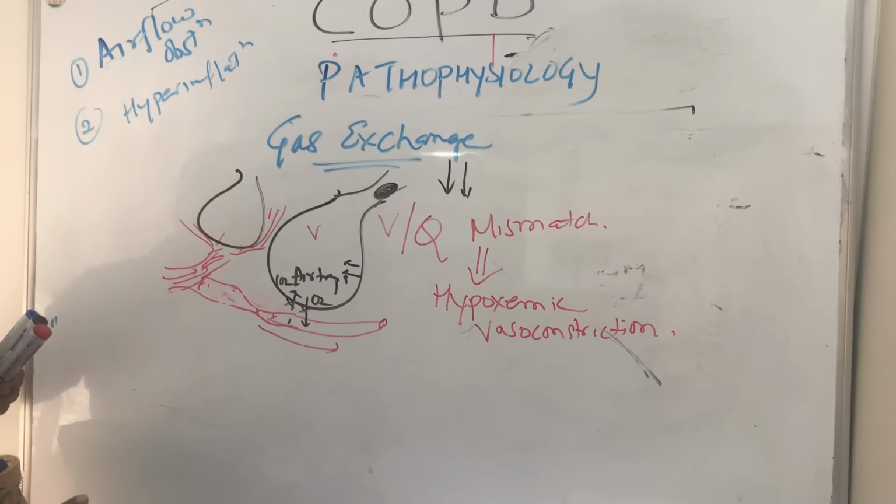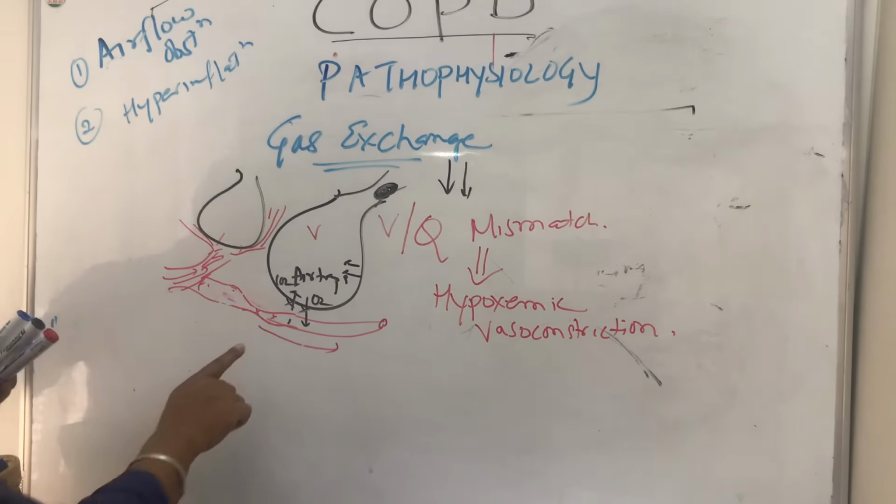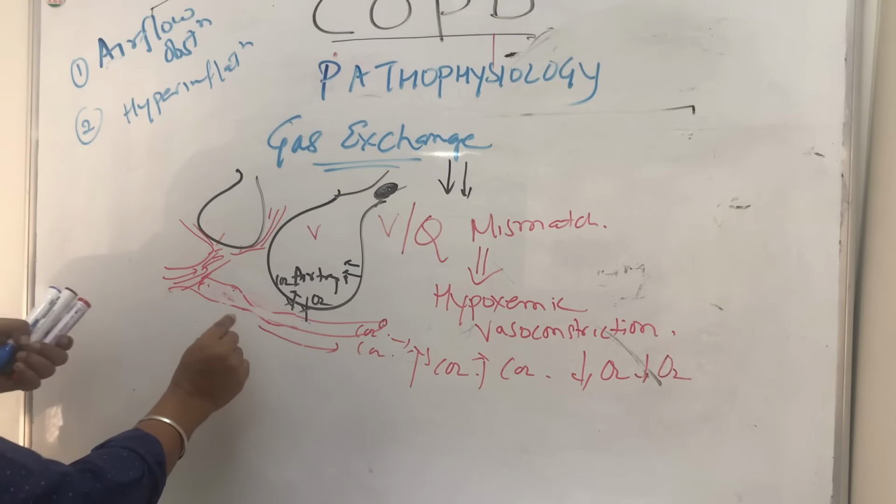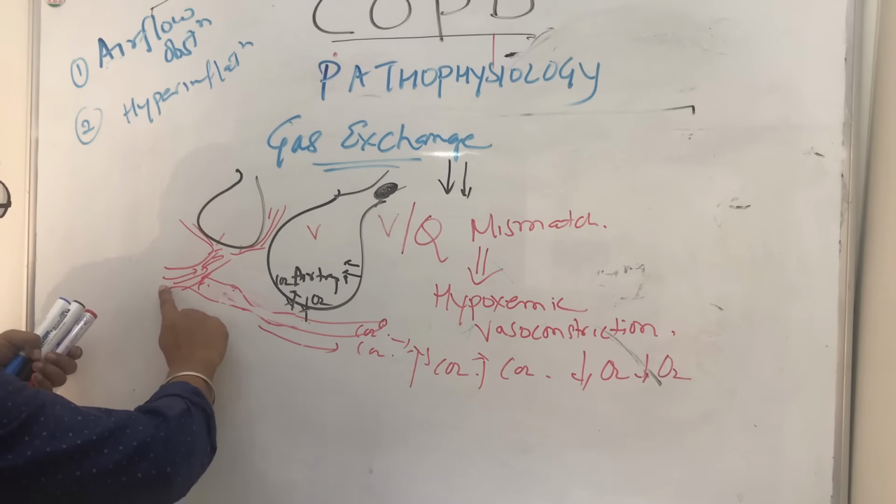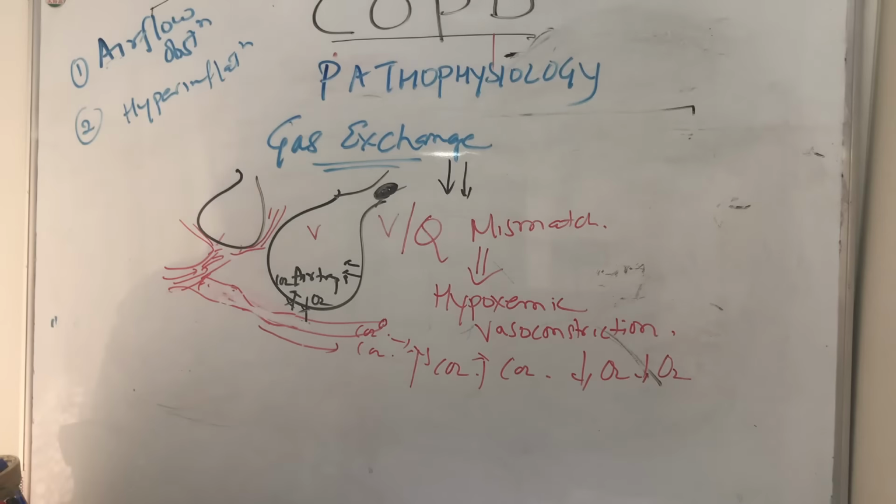If that is not done, what will happen? If there is no hypoxemic vasoconstriction, then there is no gas exchange taking place. So most of the carbon dioxide is going to the left ventricle. So there will be increased carbon dioxide level in the body, and decreased oxygen level in the body. So to avoid that, our pulmonary system does the hypoxemic vasoconstriction. So this particular capillary is constricted and blood is diverted towards the healthy alveoli.